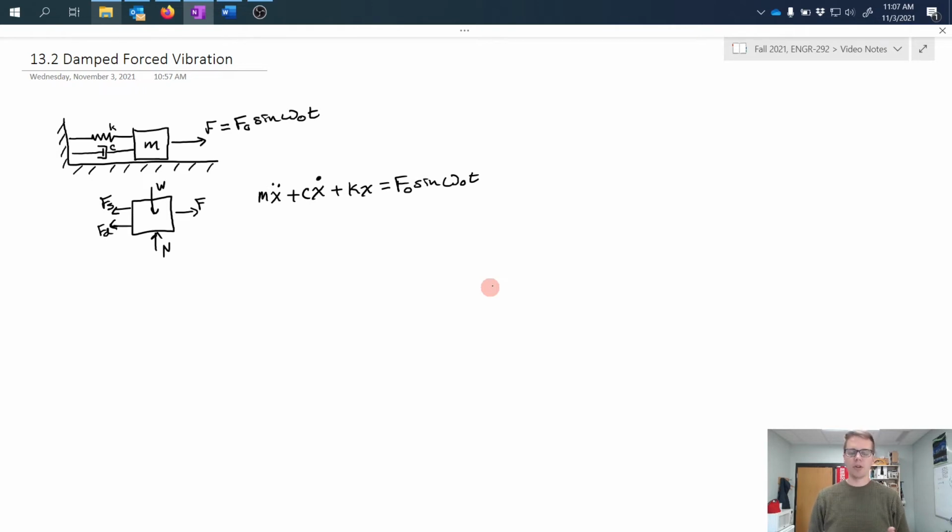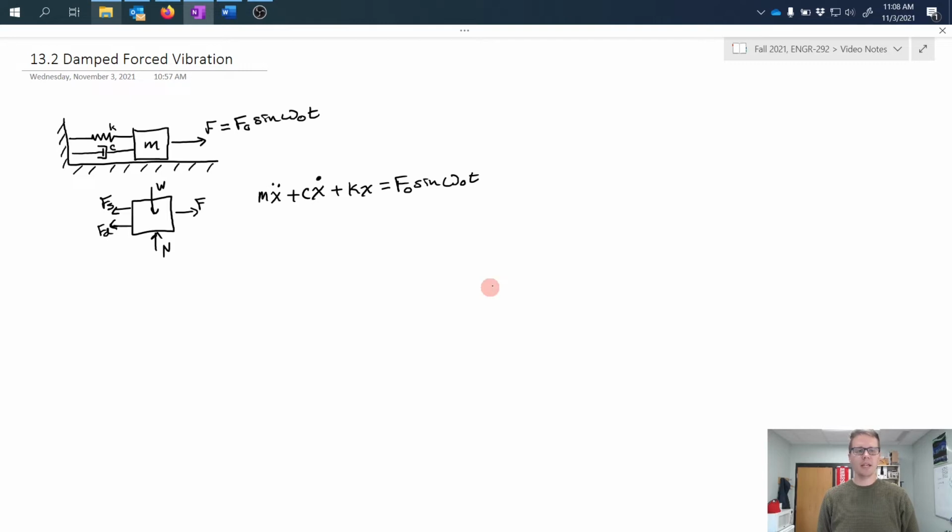And all of our other versions that we've looked at for vibration so far would be simplifications of this approach, in that different things cancel out depending on whether we're talking about non-damped vibration or free vibration rather than forced. So this takes into account pretty much everything.